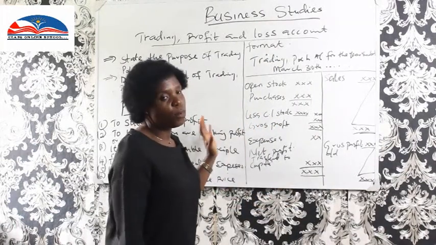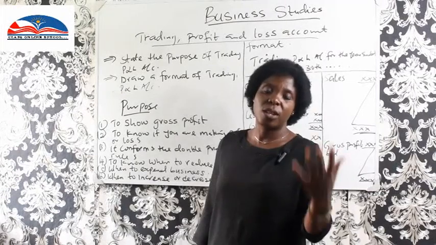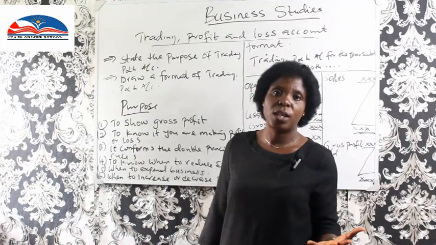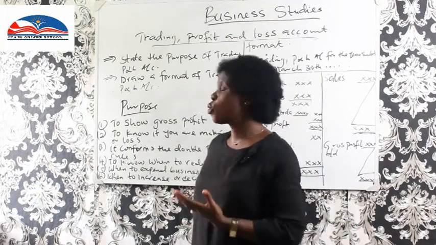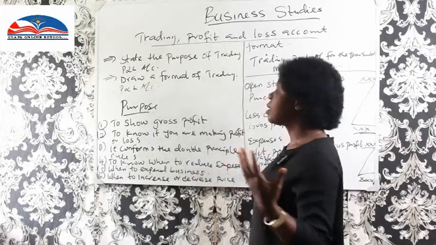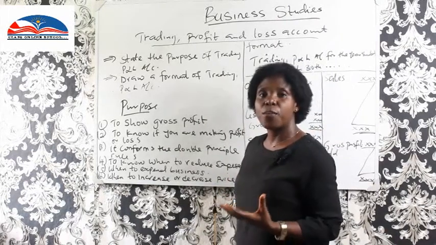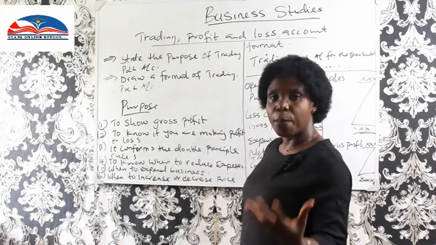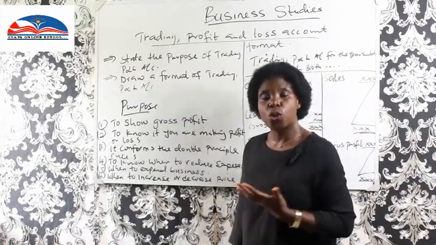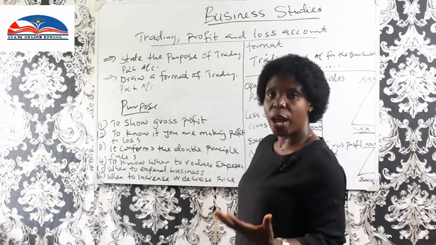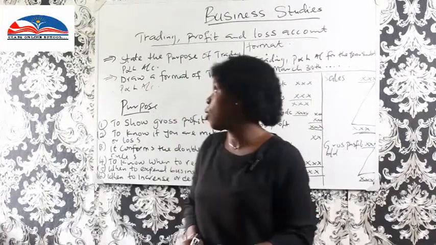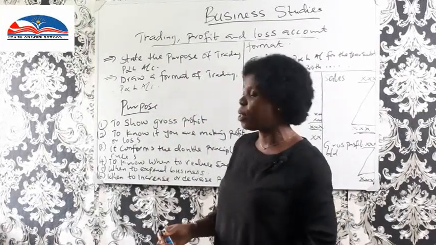Now, we have seen the first objective, which is we've explained what trading profit and loss account is. We've seen the purpose, why it is important to have a trading account. We said it helps us to know our gross and net profit, helps us to know if the business is making profit or loss, brings the principle of double entry to light, helps us to know when to expand, when to downsize, when to increase price, and areas we need to work on. Now, we're going to look at the second objective, which is to draw a format of a trading profit and loss account.